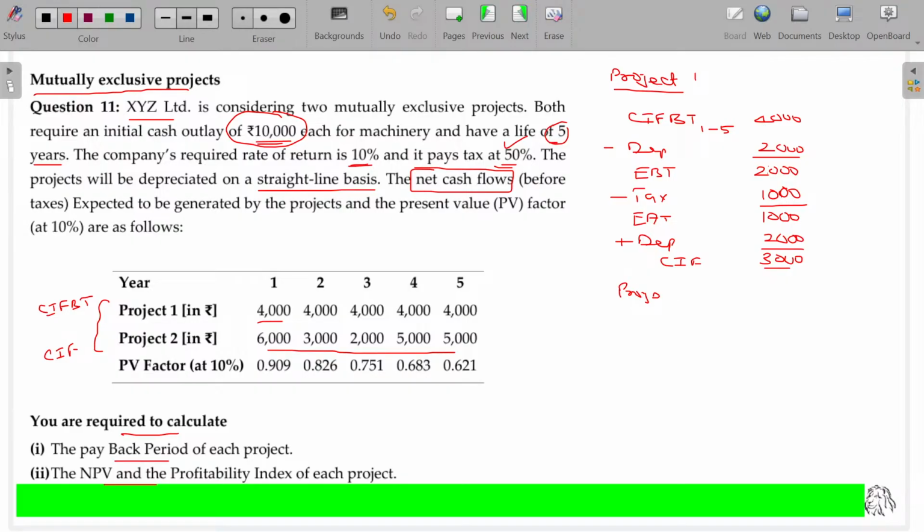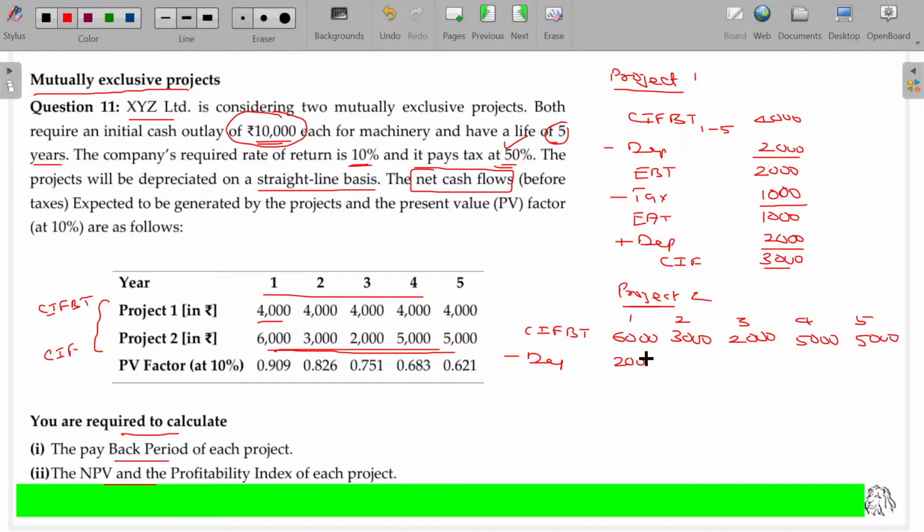Similarly for project 2, in this case cash inflow before tax for the 5 years, year 1, year 2, year 3, year 4, year 5. No other way, you have to calculate independently. First year 6,000, second year 3,000, third year 2,000, fourth and fifth year 5,000 each. Subtract the depreciation. Depreciation will also be the same 2,000 rupees year after year because the original value is 10,000.